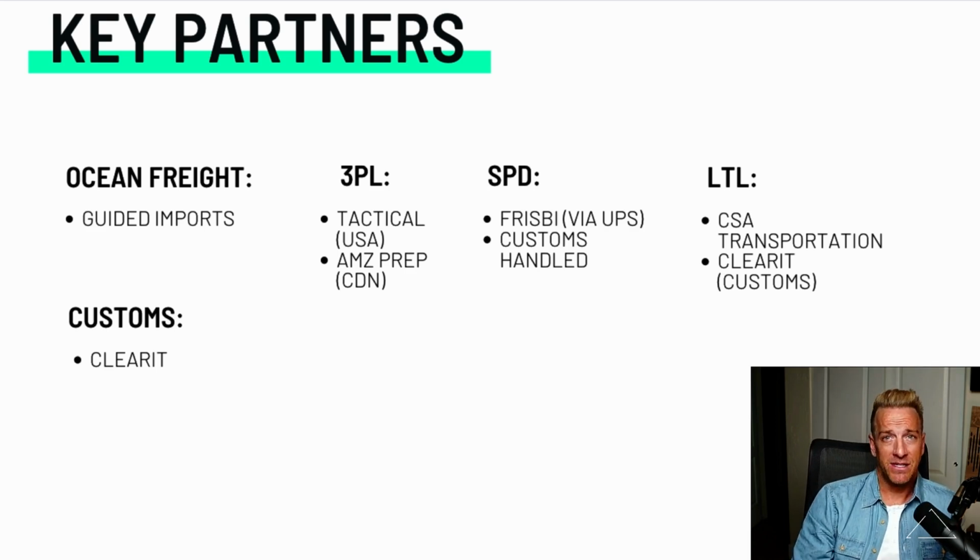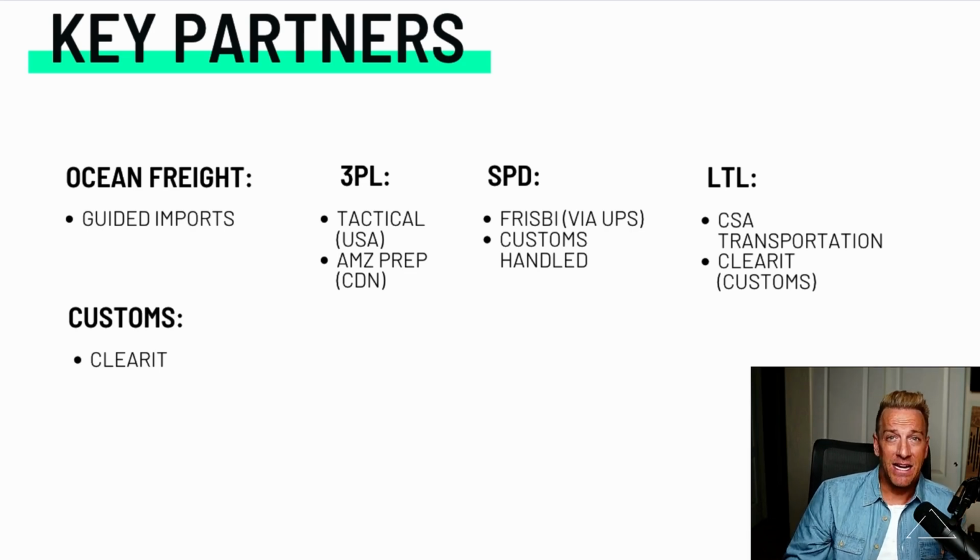From a 3PL standpoint, we use Tactical Logistics in the US. I'm going to include a contact for them. If you want an Amazon-based 3PL, AMZ Prep comes highly recommended. I've never used them. We evaluated them. We ended up not going with them because they had like a $750 a month minimum when we first started, and it just didn't make sense. And we just really liked the US to Canada dynamic. It was just easier for us to manage, but those are 2 3PLs in each country you can check out.